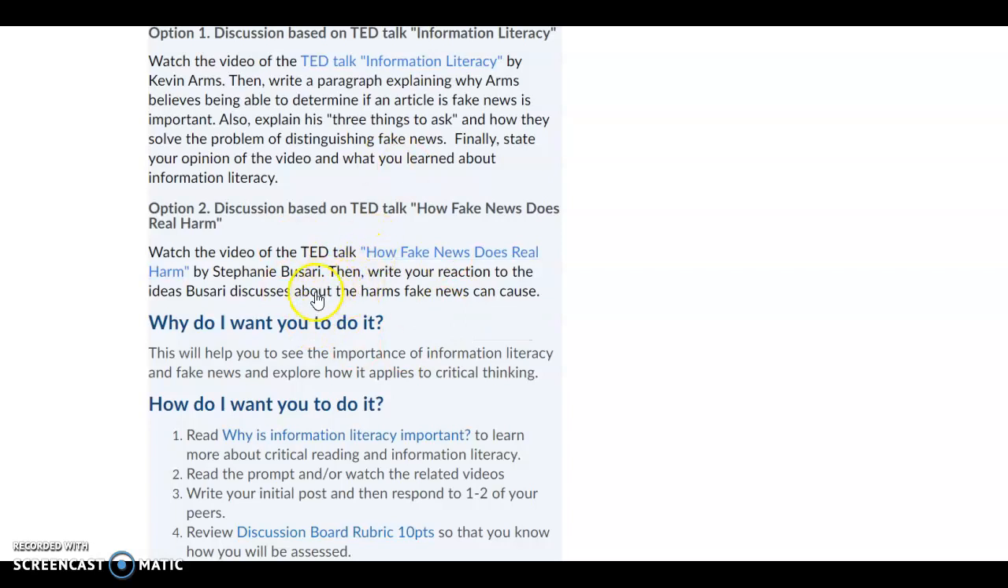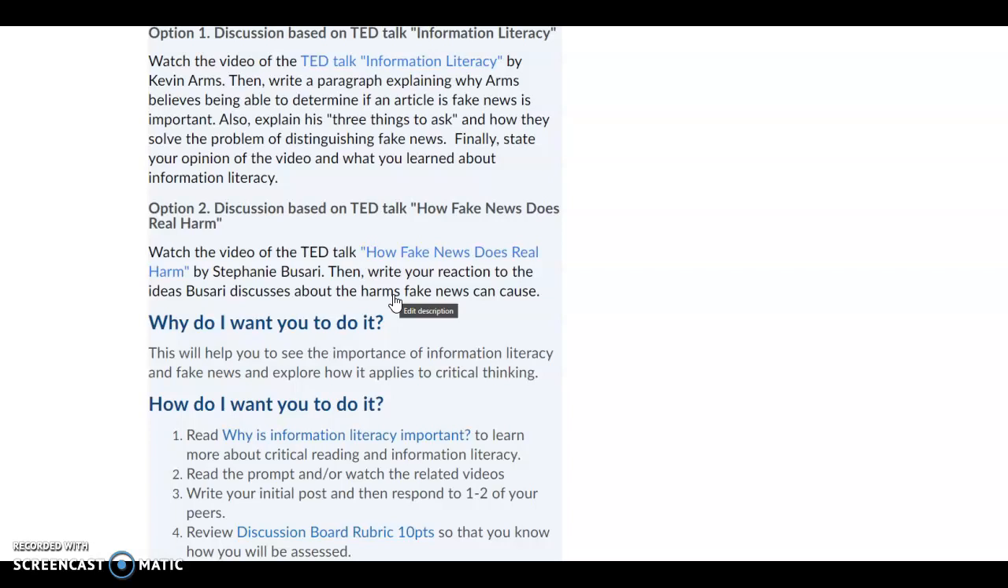For this one, I don't want you to tell me how you feel about the issue. I don't want you to look up outside sources about the particular issue that Busari is focusing on. I don't want your opinion on the issue at hand. She's using something that happened as an example, and I don't want your reaction to that event. I want your explanation, your reaction to specifically what she says about how fake news can actually be harmful. So that is a little bit of a distinction.